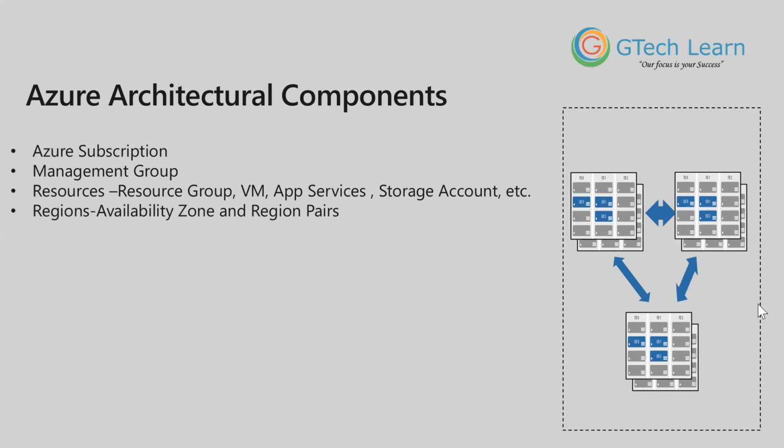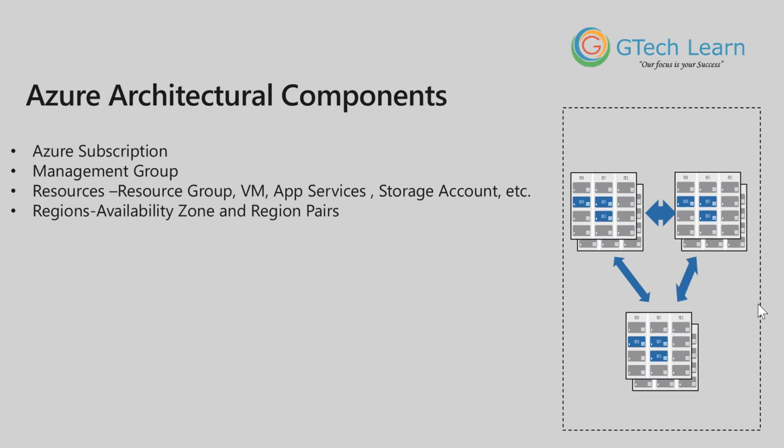There are region pairs also. Can anyone tell me what a region pair is? A region pair is where one region is interconnected to another region, so that if in any case one data center gets destroyed due to unfavorable conditions like a tsunami or thunderstorm, your data will be safe because the two regions are interconnected. The two regions are at least 300 miles away from each other geographically, so if a disaster comes to one place, the other region should not be affected.